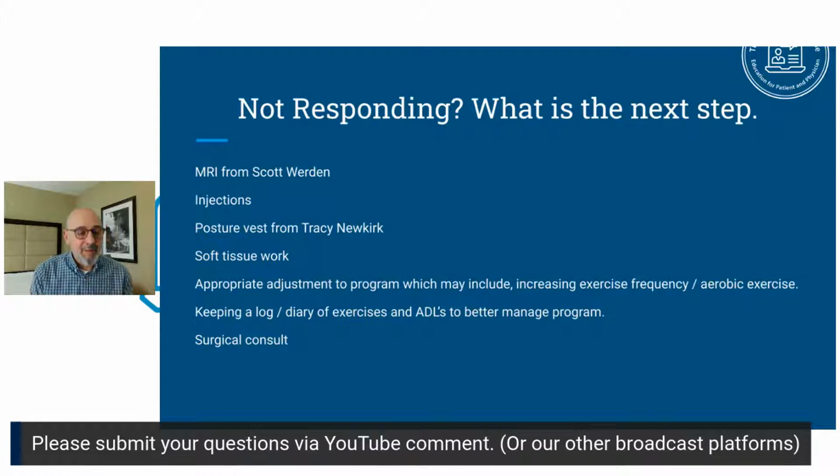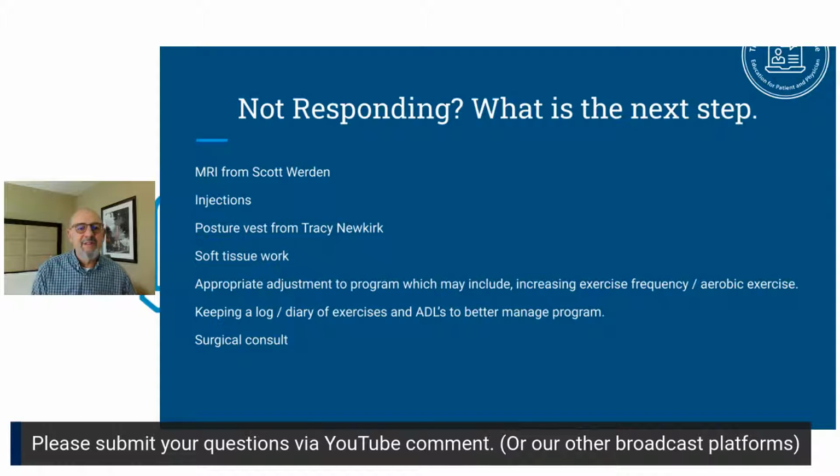So the person's not responding, what's the next step? If they haven't already had one. Now remember, I may see a patient that's already seen Scott or Tracy Newkirk. I may be the first one to see them. So if I'm the first one, I try to get them in touch with other experts in the field. But an MRI from Scott would be a logical step to get some information about what's really going on anatomically. There can be injections right now.